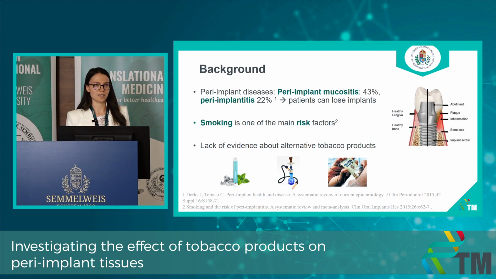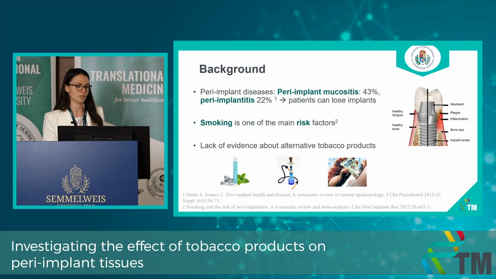So peri-implant diseases are defined as inflammatory lesions of the surrounding peri-implant tissues. Peri-implant mucositis involves only the mucosa, while peri-implantitis involves the mucosa and also the underlying bone structure. If these are not treated properly, patients can lose implants.